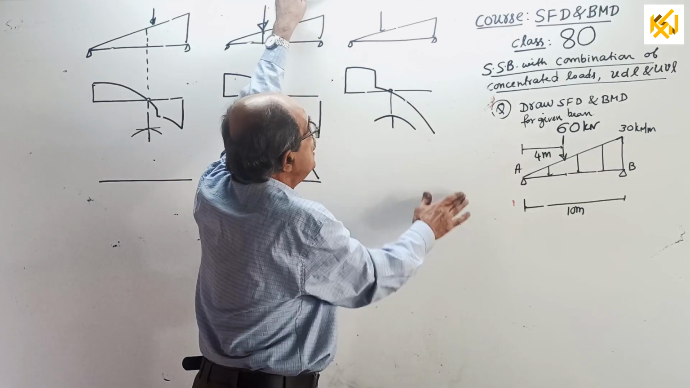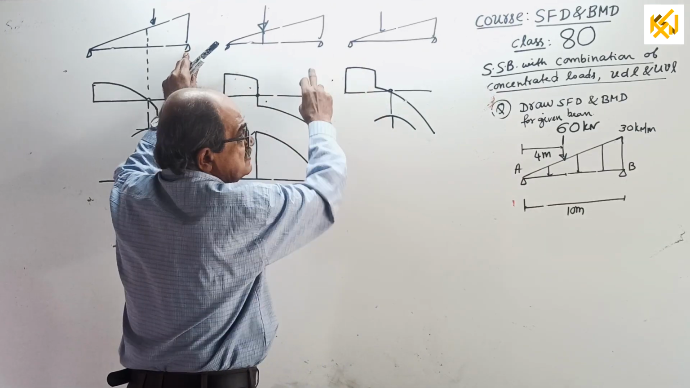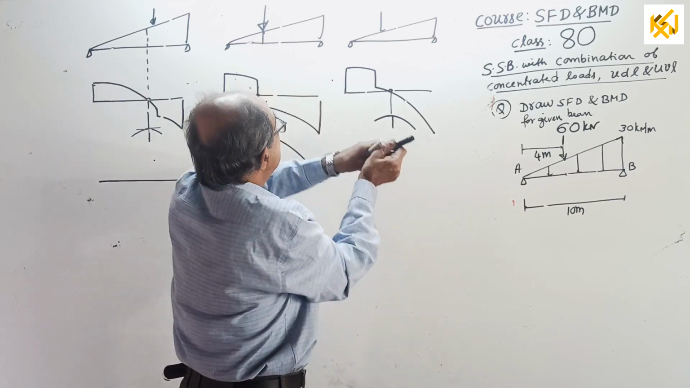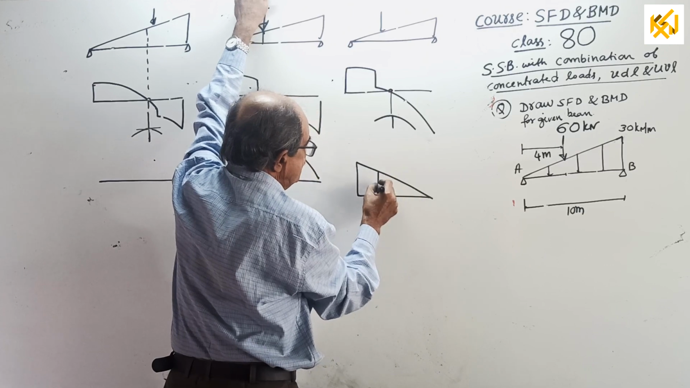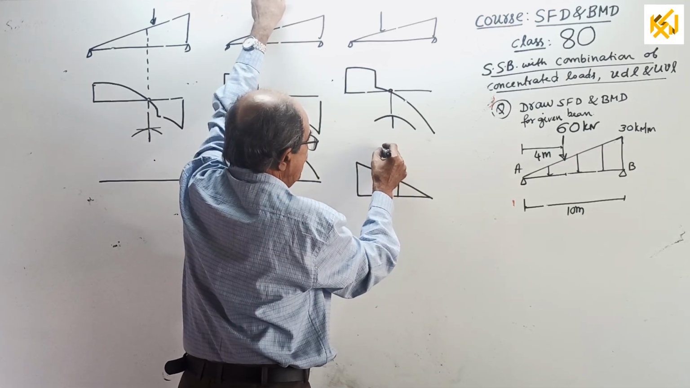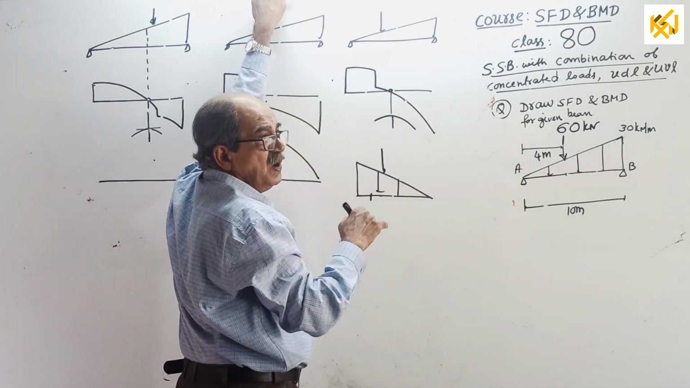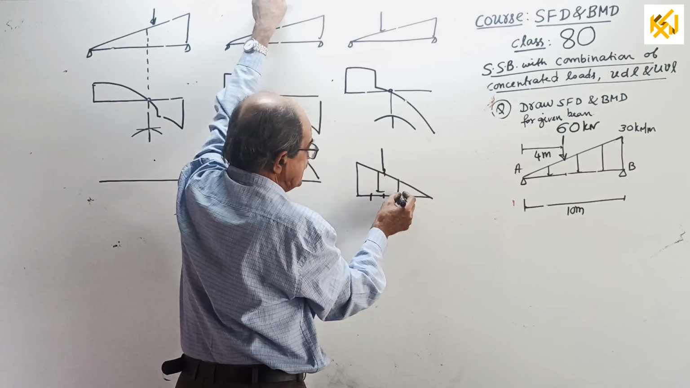Next class, class number 81, I will solve the same 3 questions, but remember, I will not talk much. UVL I will place like this. This way I will place, and again 3 cases I will solve. I will put a point load here. Once SFD will cross the baseline between these 2 points, once SFD will cross the baseline at this point, once it will cross the baseline here.